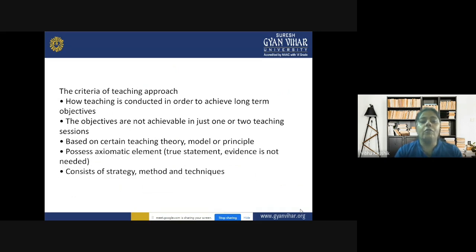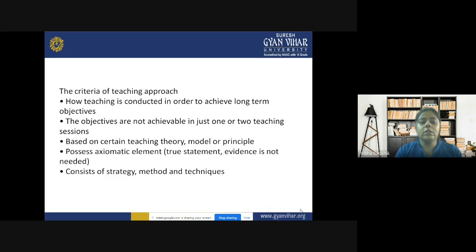The criteria of teaching approach: how teaching is conducted, the way the teaching is being conducted in order to achieve long-term objectives, so that we are able to achieve our long-term objectives. The objectives are not achievable in just one or two sessions, means it is very difficult to achieve the objectives in just one or two teaching sessions. It needs a long time to achieve those objectives.